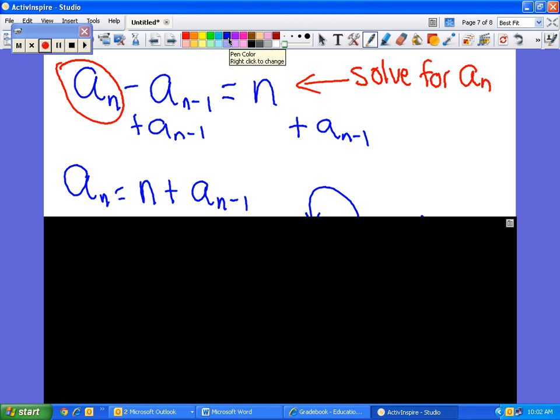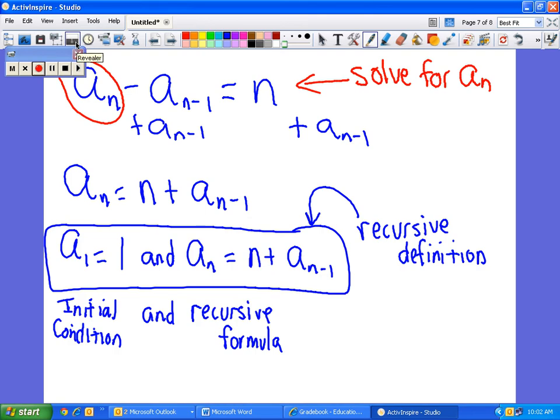So now that I've done this, I can write my recursive definition. This is what my recursive definition is going to look like. You state what the initial condition is. In other words, what's the value of the first term? Right, so a sub 1 is equal to 1. If we started off with 4 or 5 or 2, we would write that a sub 1 was equal to whatever that value was. In this case, a sub 1 was 1. The first term was 1.